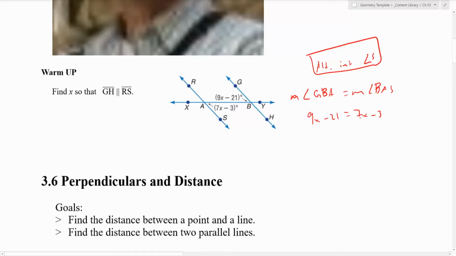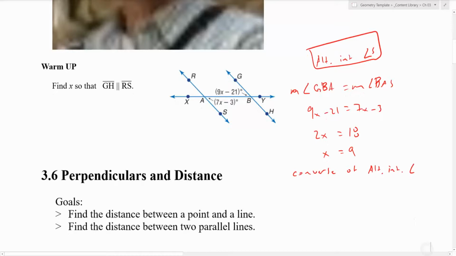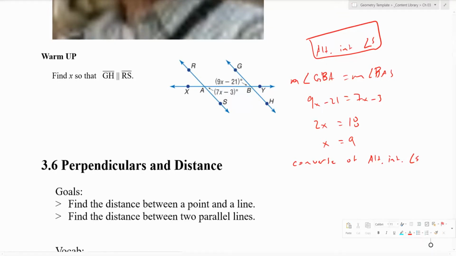I'm going to subtract 7x from each side and add 21 to each side. 2x equals 18, x equals 9. So that's x equals 9, and then once again, if these guys are congruent, or their measures are equal, then lines GH and RS are parallel by the converse of alternate interior angles theorem. Excellent.